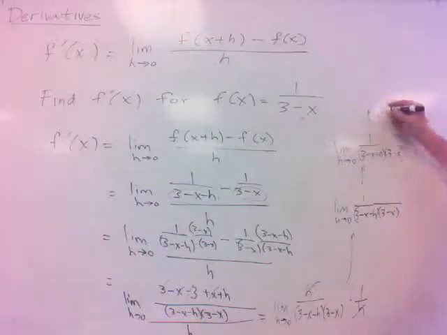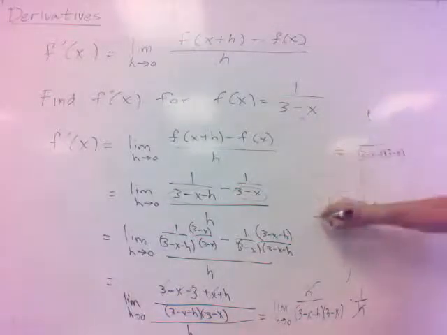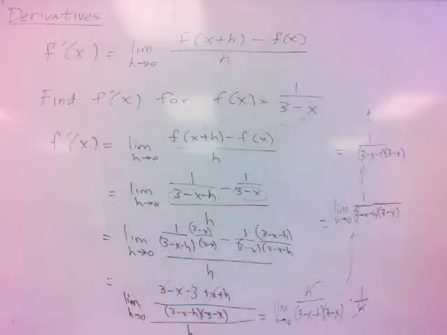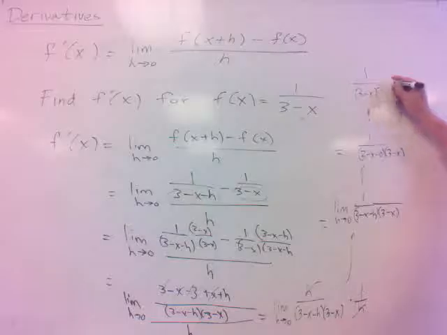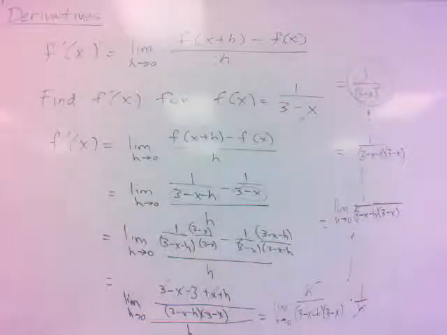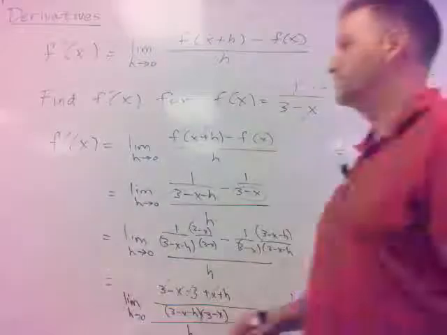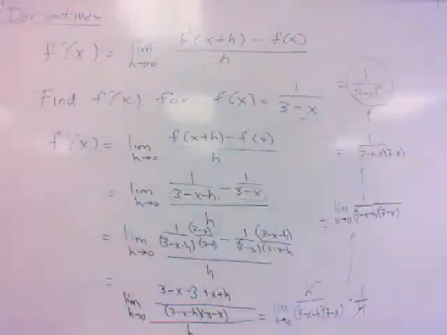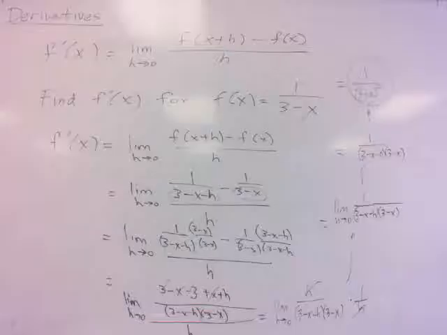So it's just 3. Whoops, it's not the limit anymore, is it? It's just 1 over 3 minus x twice. Or 3 minus x squared. Is that okay? All right. So yeah, we've done these a couple times now. We're just now calling it f prime.